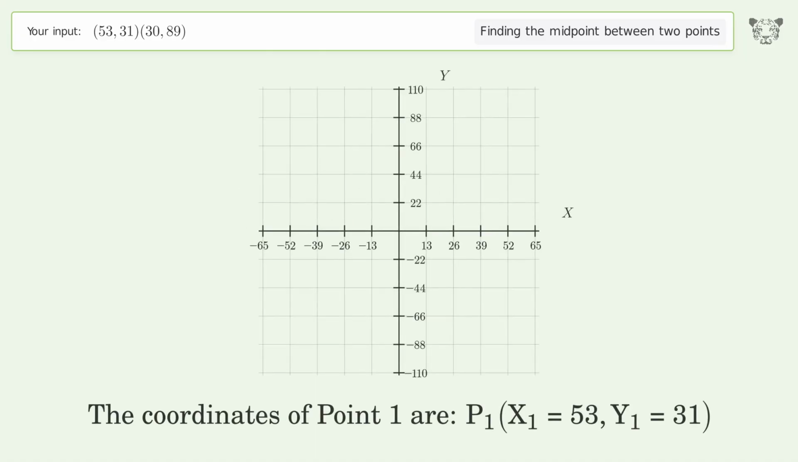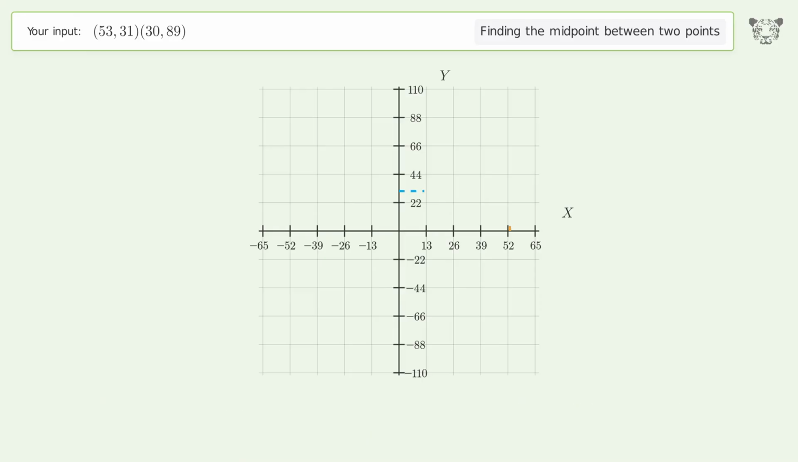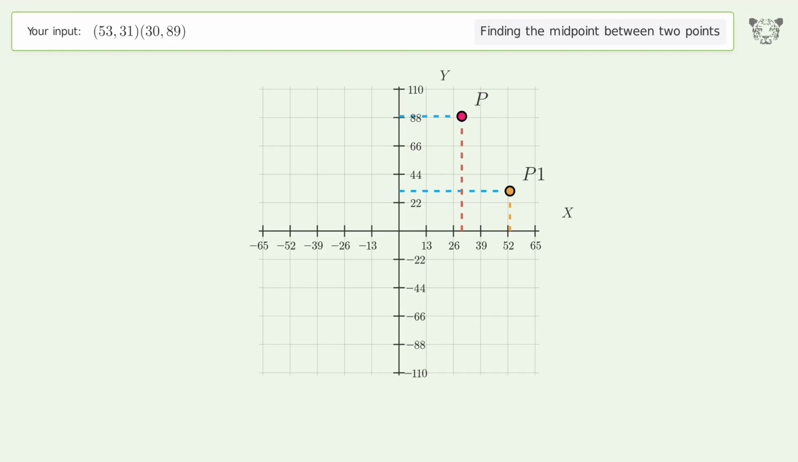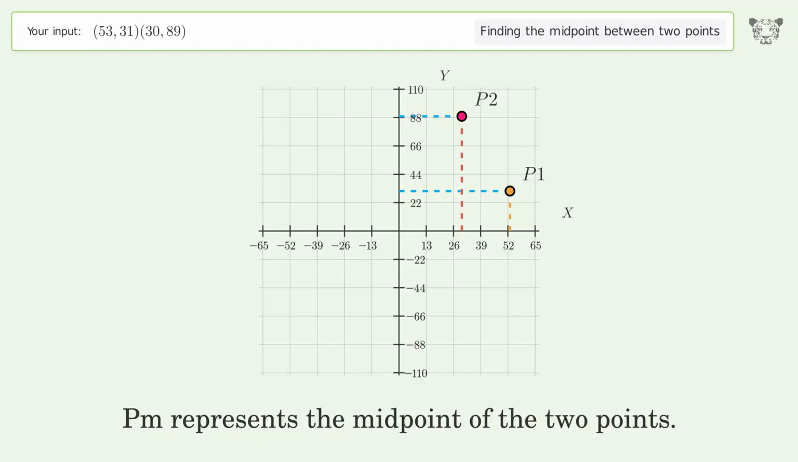The coordinates of point 1 are, x1 equals 53, y1 equals 31. The coordinates of point 2 are, x2 equals 30, y2 equals 89. PM represents the midpoint of the 2 points.